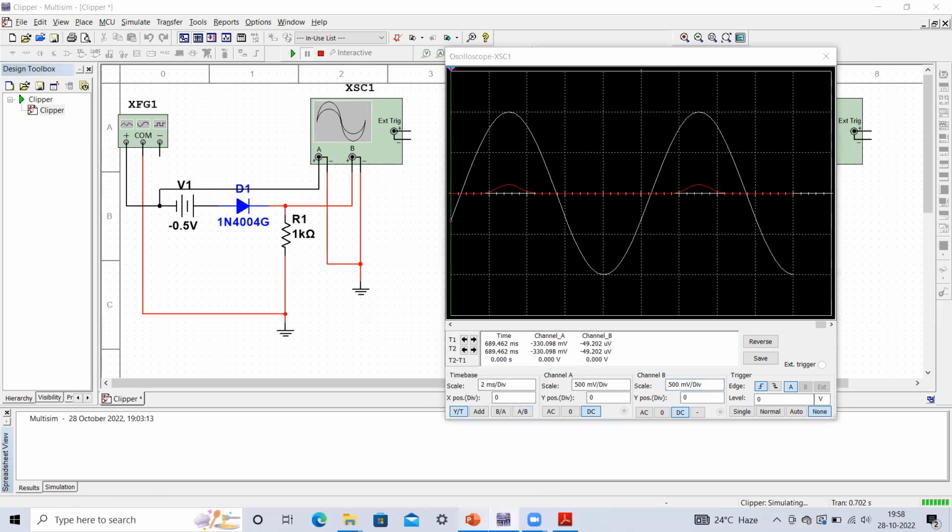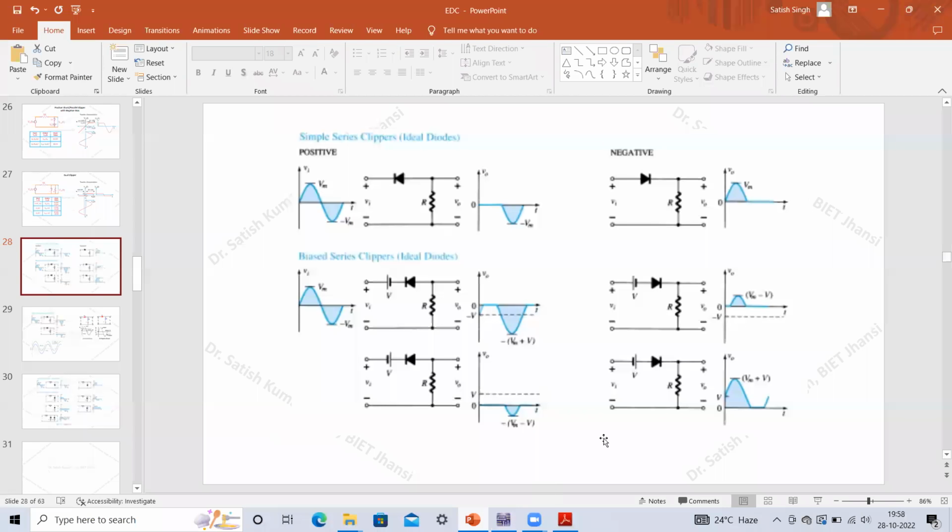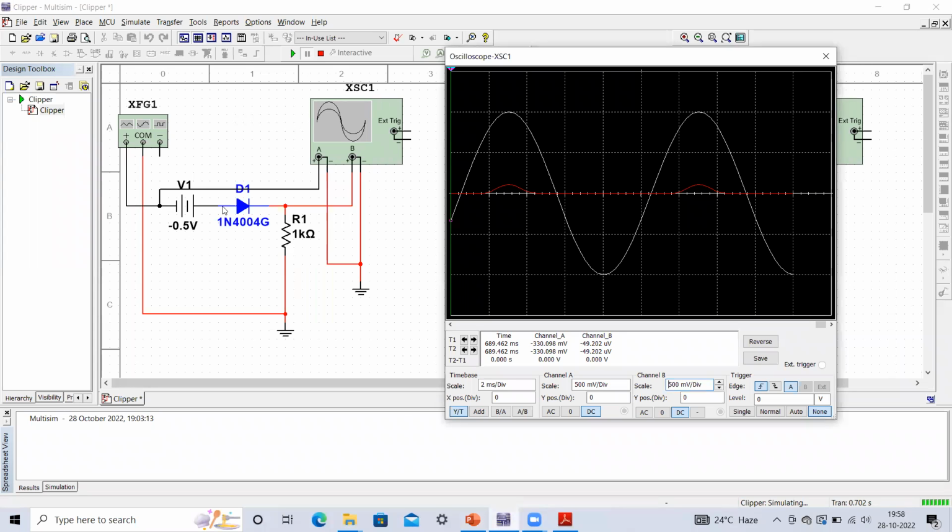Again you can make a comparison with this. In this case, this is the diode, and here we have changed the polarity of your input bias. I have changed the values; otherwise you have to change the polarity, but in the case of Multisim, it is possible to just change these values.